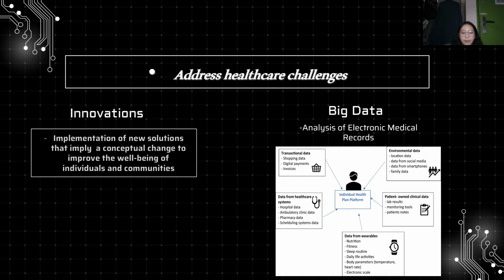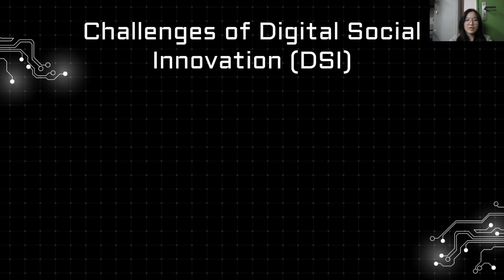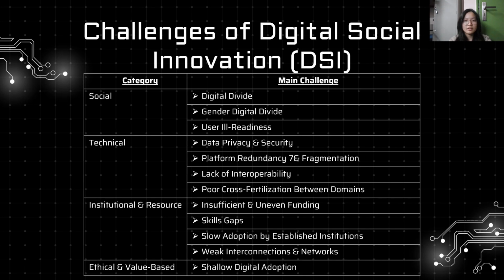In conclusion, DSI empowers farmers, students, and patients alike, making society more inclusive, informed, and resilient. Now we are looking at the challenges of digital social innovation, DSI. These challenges can be grouped into 4 categories: social, technical, institutional and resource-related, and ethical and value-based.